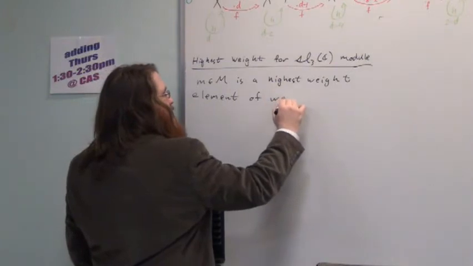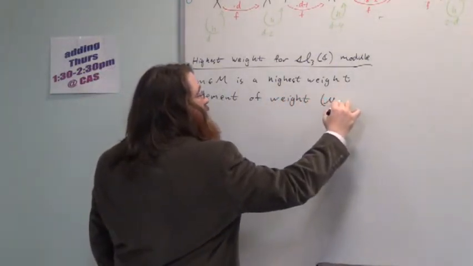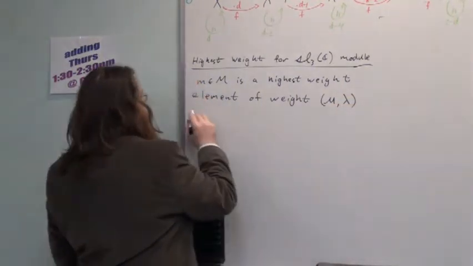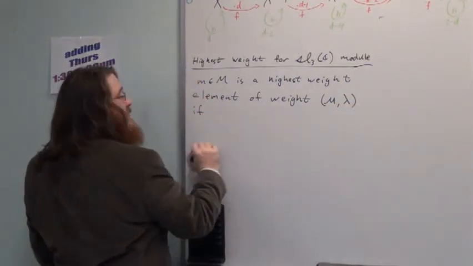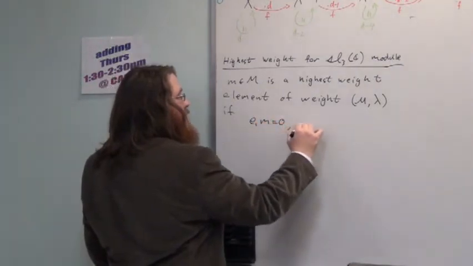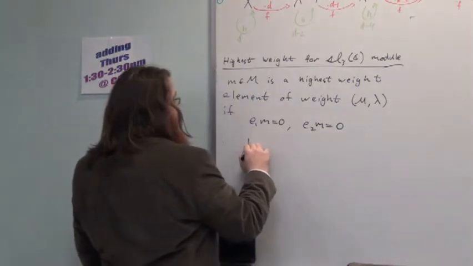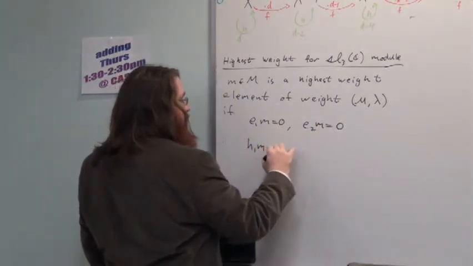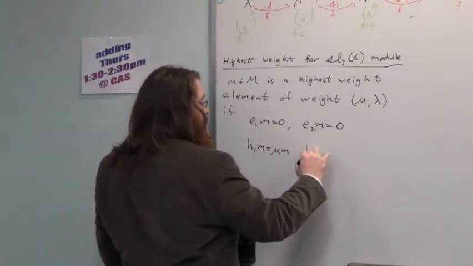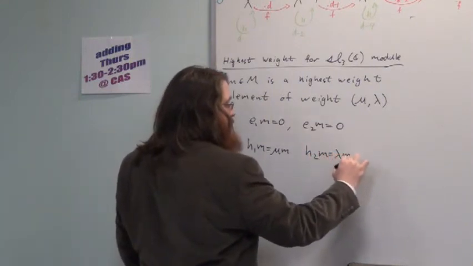An element M in the module is a highest weight element of weight, and here's the thing, we need to specify 2 numbers. We'll take mu and lambda. We now have 4 conditions. E1 on M is 0. E2 on M is 0. H1 on M is mu times M, and H2 on M is lambda times M.